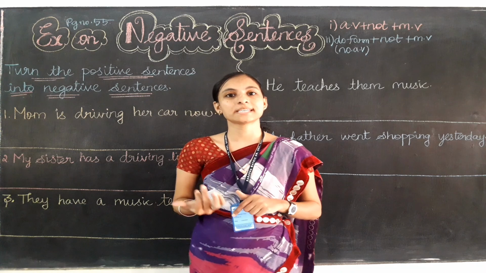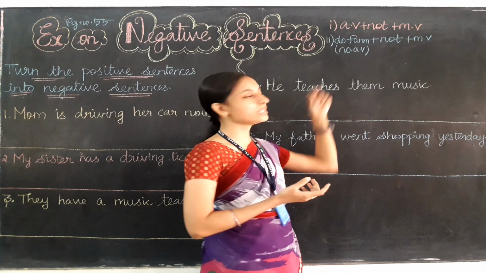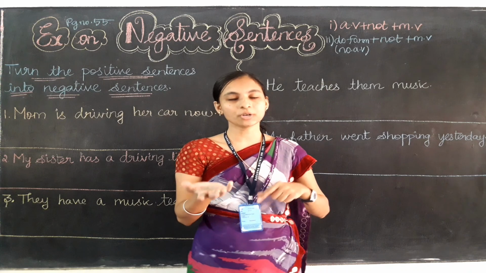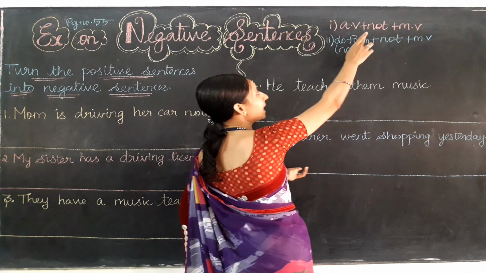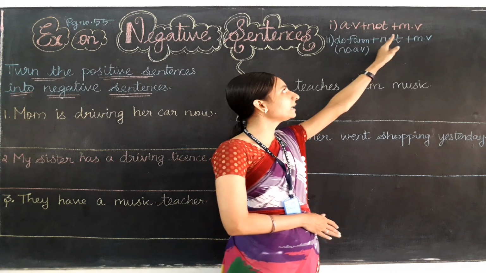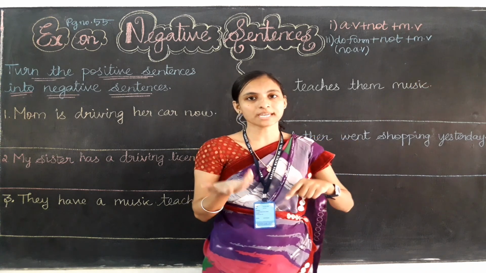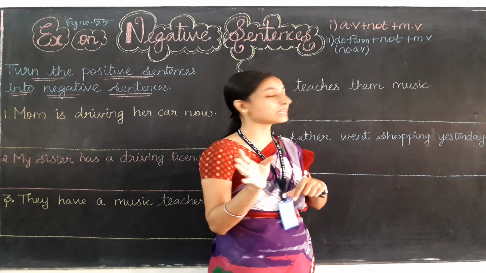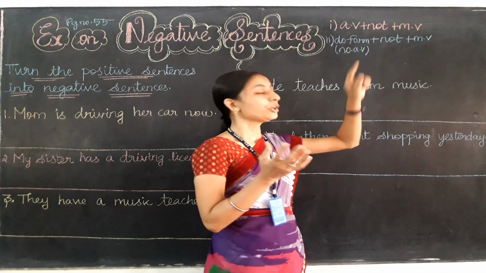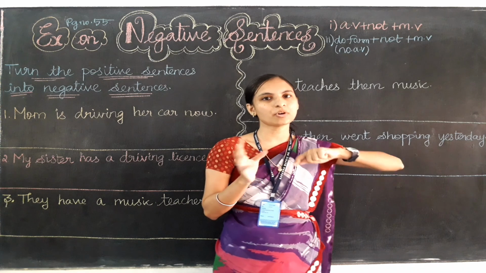So before that, let's recap the two rules to change into the negative sentences. The first rule is, if the sentence has an auxiliary verb and also the main verb, we can directly add not after the auxiliary verb, and then write the main verb as it is. Suppose the sentence doesn't have an auxiliary verb in it, then we need to use do form verbs. Then we can write not and also write the main verb as it is.